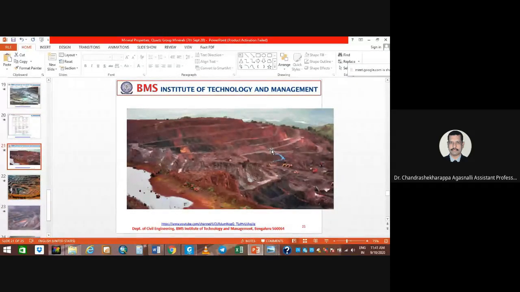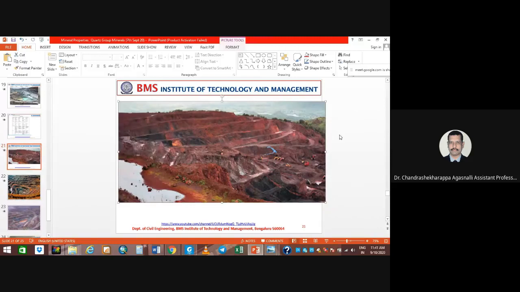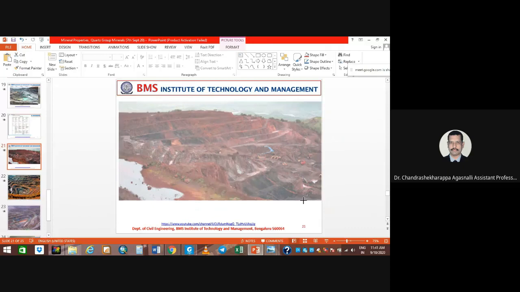These are the iron ore group of minerals and the carbonate group of minerals. Carbonate group of minerals: calcite, dolomite, and magnesite. And iron ore group of minerals: hematite, magnetite, bauxite, and corundum. These two are very important groups of minerals, industry-oriented, and we need this raw material for manufacturing iron, steel, and cement.